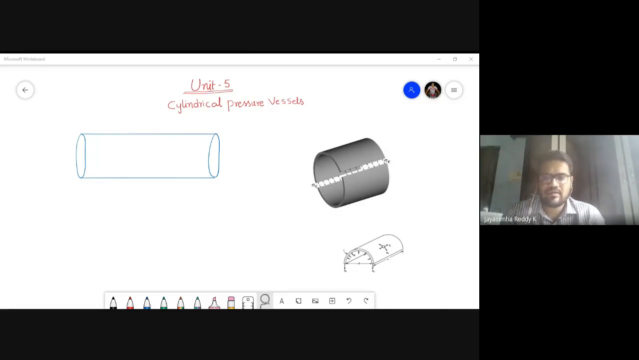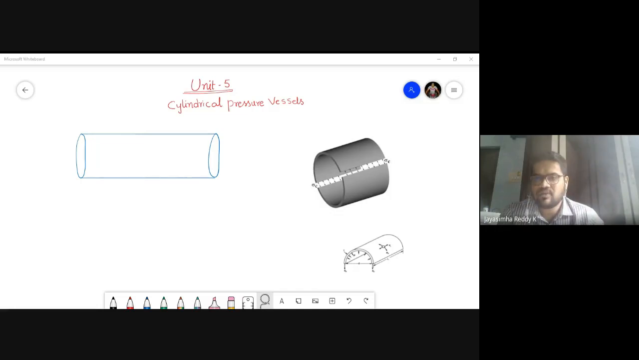Students, we come across many cylindrical pressure vessels in our day-to-day life. For example, one of the common examples is an LPG cylinder. Friends, have you seen an LPG cylinder? Most of you might have seen it. See, an LPG cylinder has to be designed and the material has to be used in such a way that it has to withstand the pressure that is built inside.